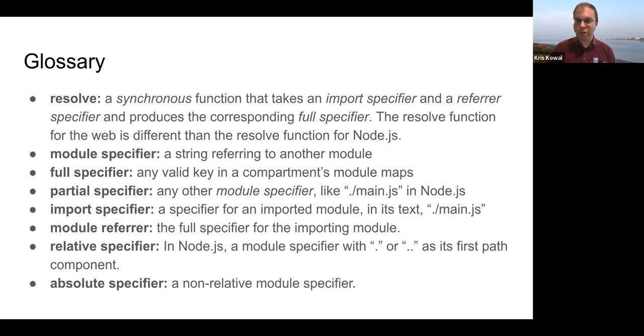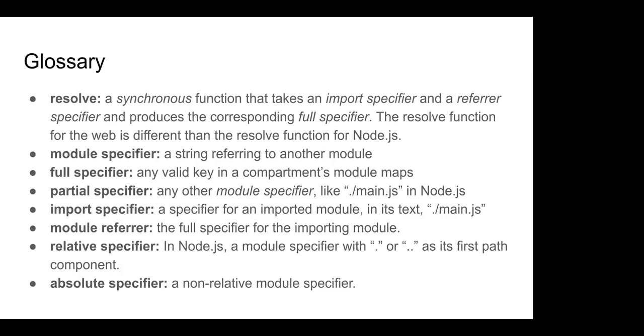This is important because a URL has a different meaning of relative than a node module specifier. In the context of Node, I think that separation is really good.